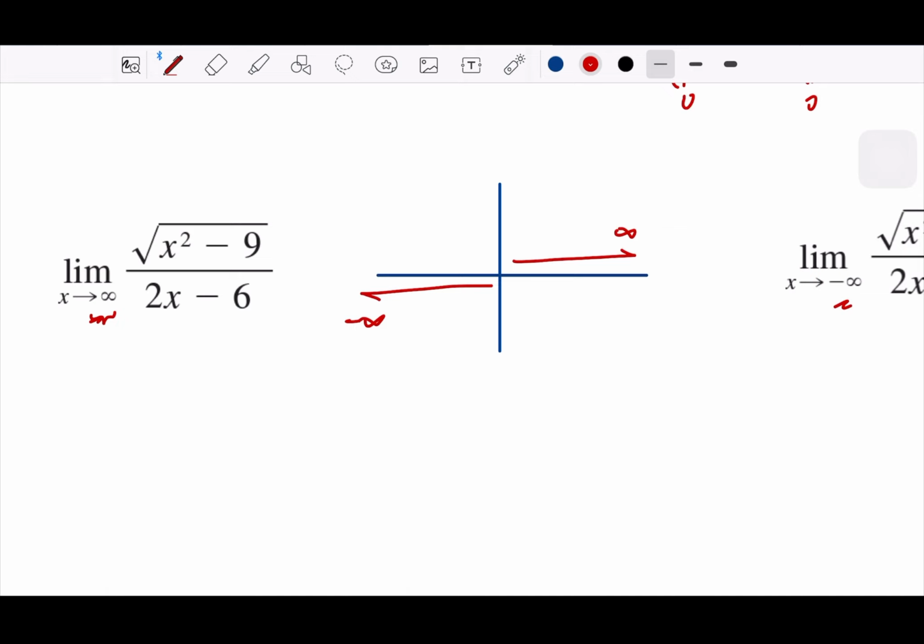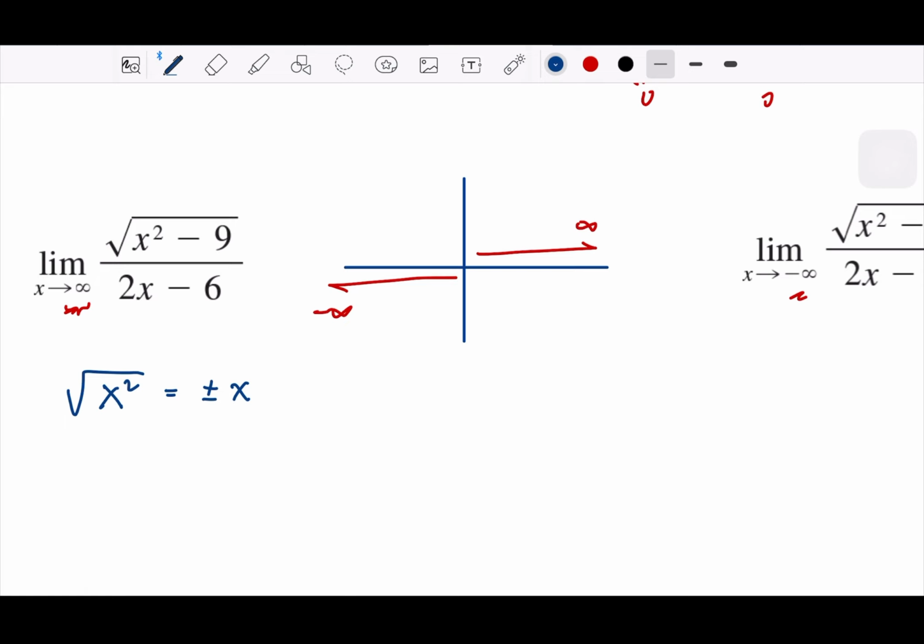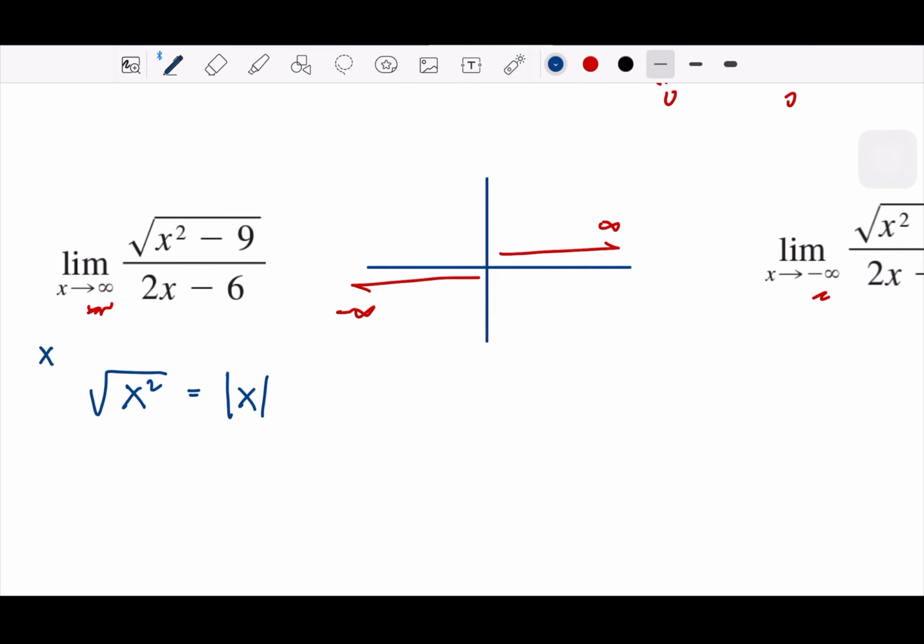So if we have this, then the problem will be the square root. When we have the square root, let's say of x squared, actually we will go by positive or negative x, right? But when x is positive, we only take the positive one, and when x is negative, we take the negative one. Or we can write it as the absolute value of x. So x is positive here, so we can take this to be just x.